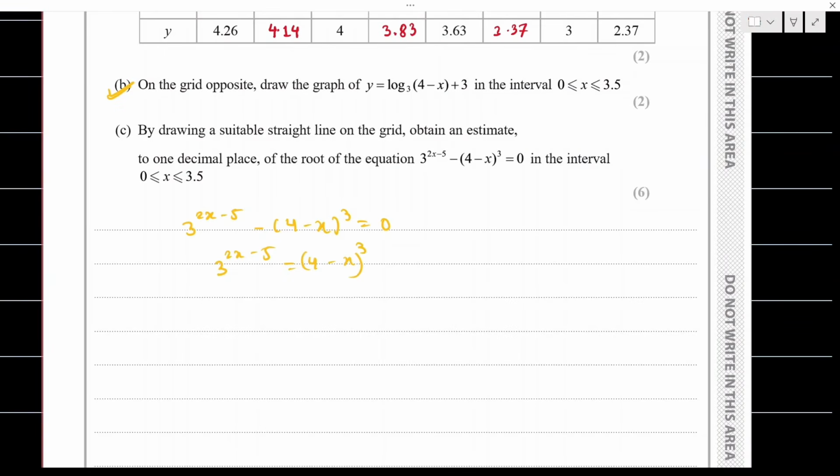Now I can take logs on both sides, for both the left-hand side and the right-hand side. Taking log base 3 on both sides, we get 2x minus 5 on the left, and on the right we get 3 log base 3 of (4 minus x). Now this can be written as 2x minus 5 equals 3 log base 3 of (4 minus x).